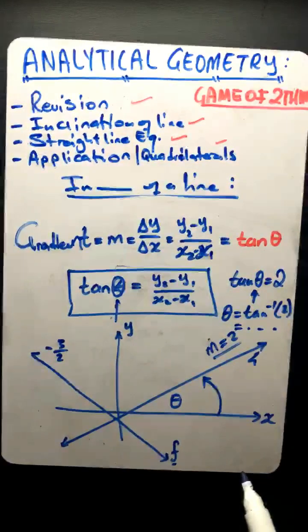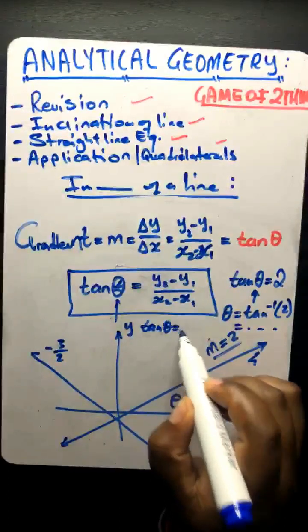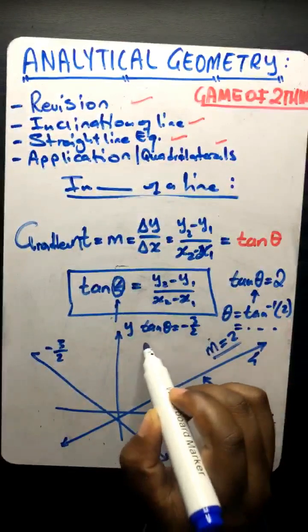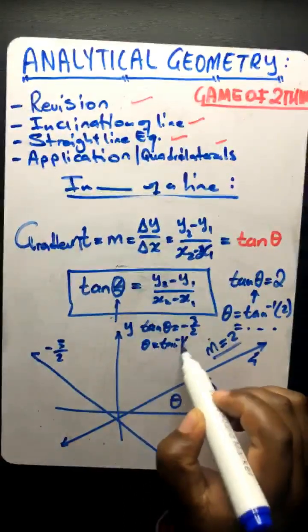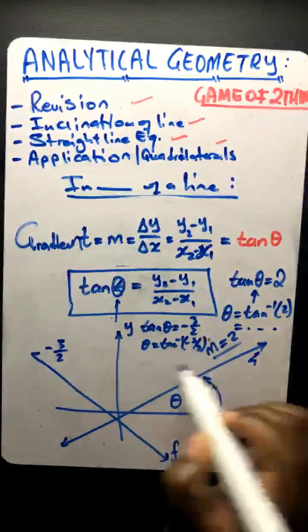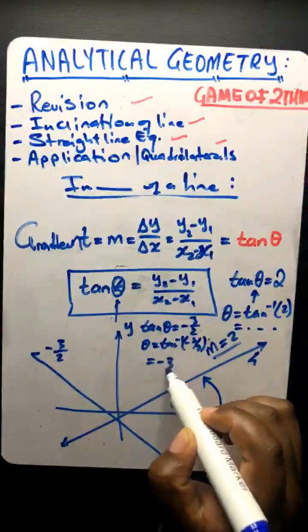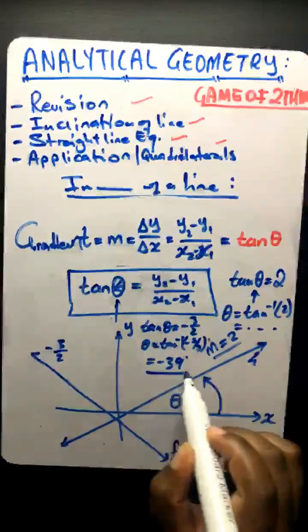Determine the angle of inclination. Someone is going to say tan of angle equals, obviously the gradient is negative 3 over 2. And they do the second function of tan negative 3 over 2, and they get a negative angle. Let me just assume and say negative 39 degrees, and they say this is the angle of inclination.